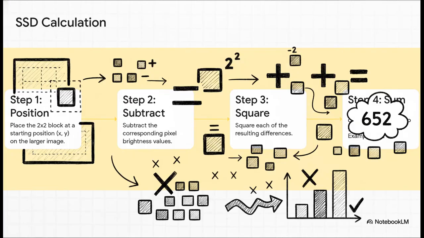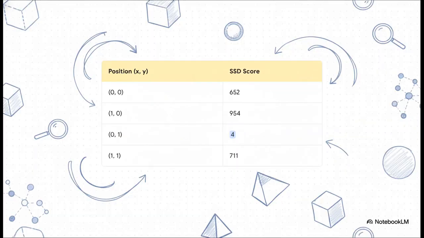Now, what's really cool here is just how simple the math is. I mean, look, for any spot, the computer just subtracts the pixel values, squares the difference, that's to get rid of any negative numbers, and then adds them all up. So on this first try, in the top left corner, we get a difference score of 652. Just remember, a higher score means it's a worse match. So the computer just chugs along, repeating that little calculation for every single possible position.